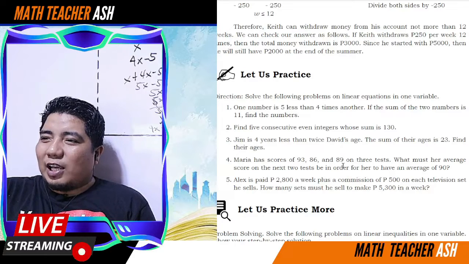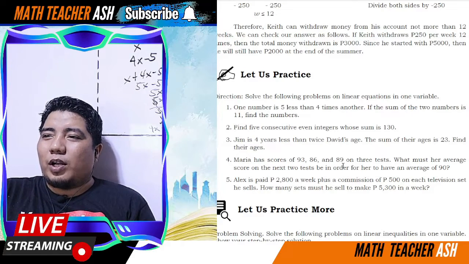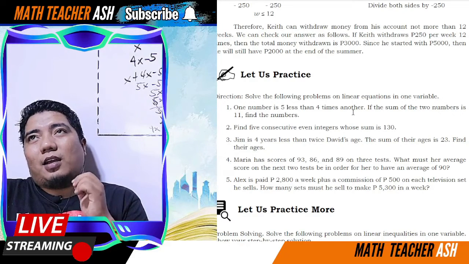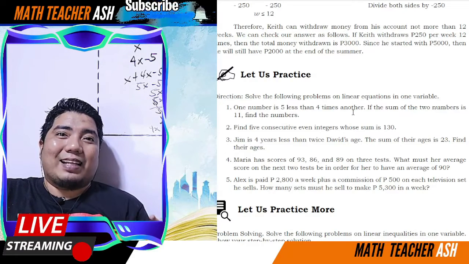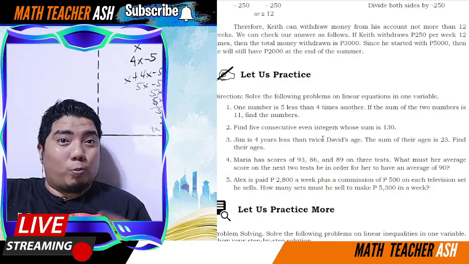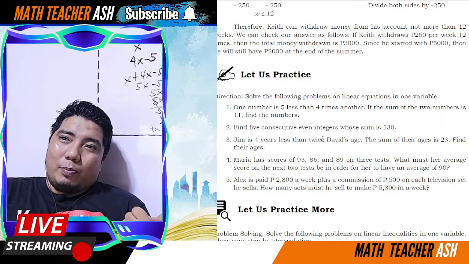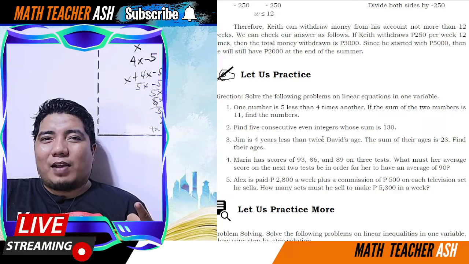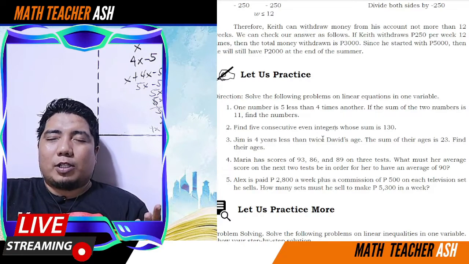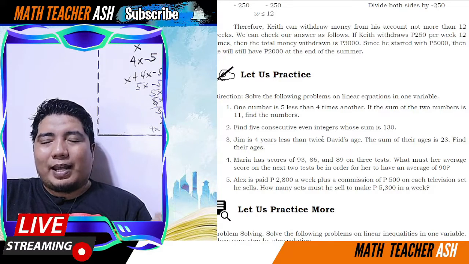Find 5 consecutive even integers whose sum is 130. So, since even integers ito, that is, let's say, 2, 4, 6, 8, 10, 12. Okay. So, ang pagitan nila is basically 2 pa rin. So, your x will be the first value. The second value will be x plus 2. Plus 2 ka na naman, x plus 4. Plus 2 ka na naman, x plus 6. Plus 2 ka na naman, x plus 8.